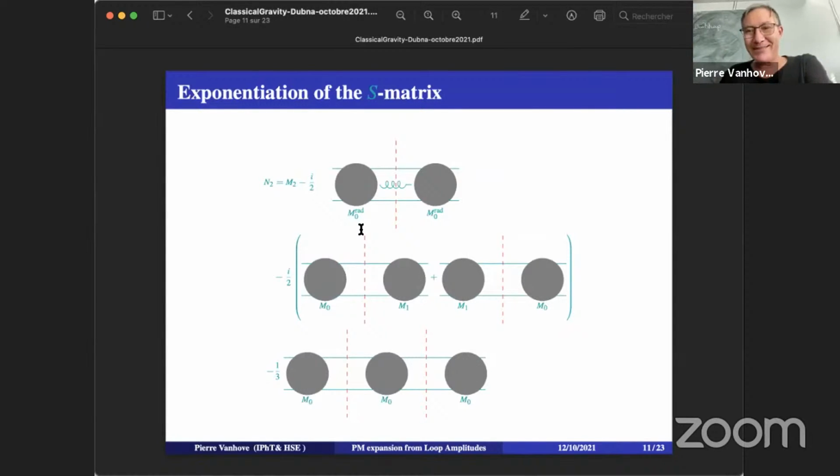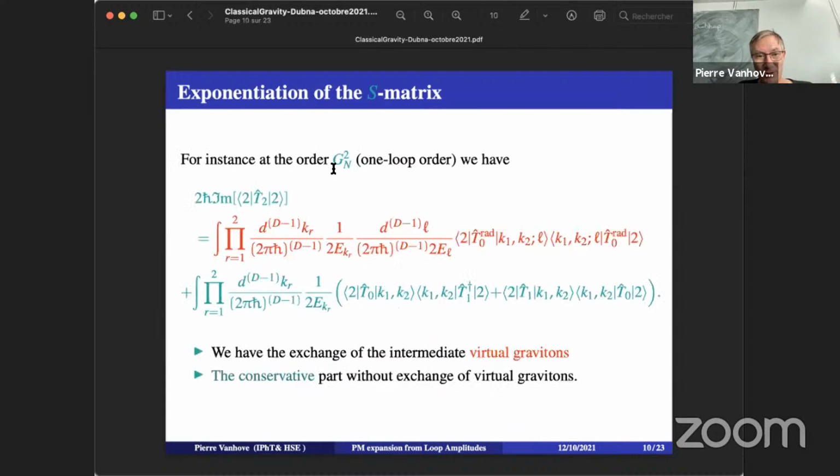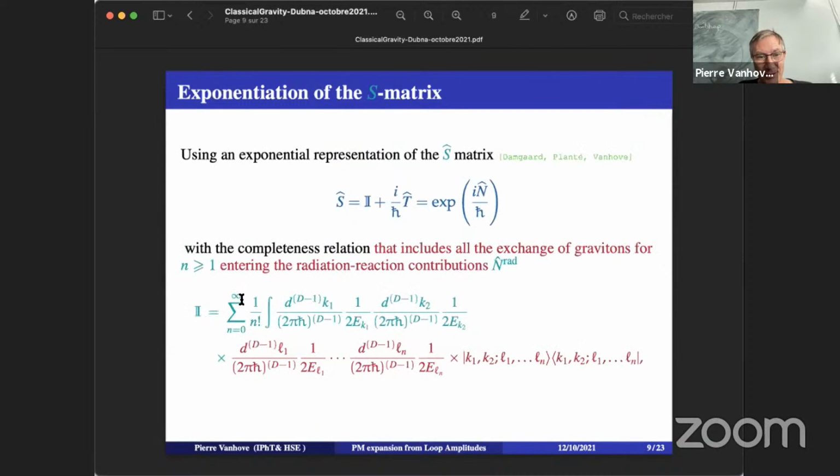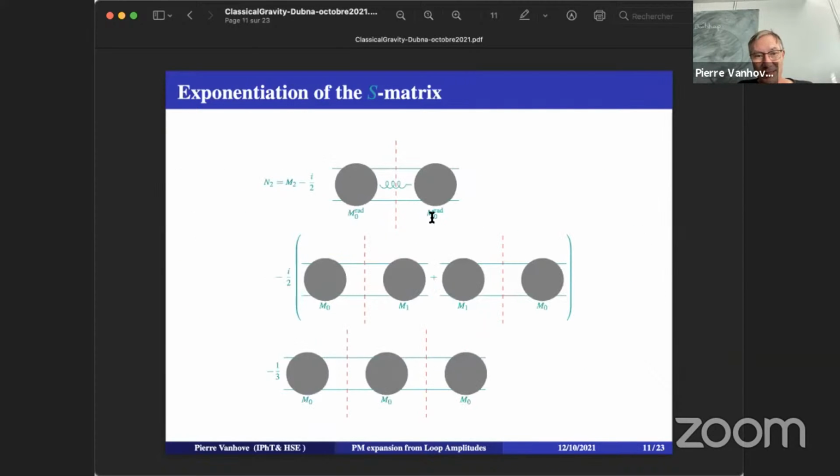Okay, that's an excellent point. So the thing is that it's a 2-to-2 process. First you have to look at the completeness relation, right? Here, this graph is 2-to-2. I don't radiate anything, but I have here an intermediate graviton. If you cut that line, then of course you emit a graviton.